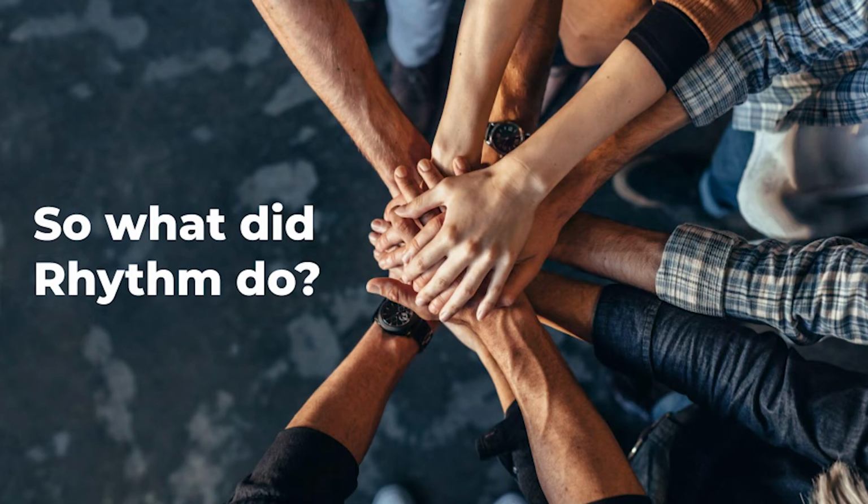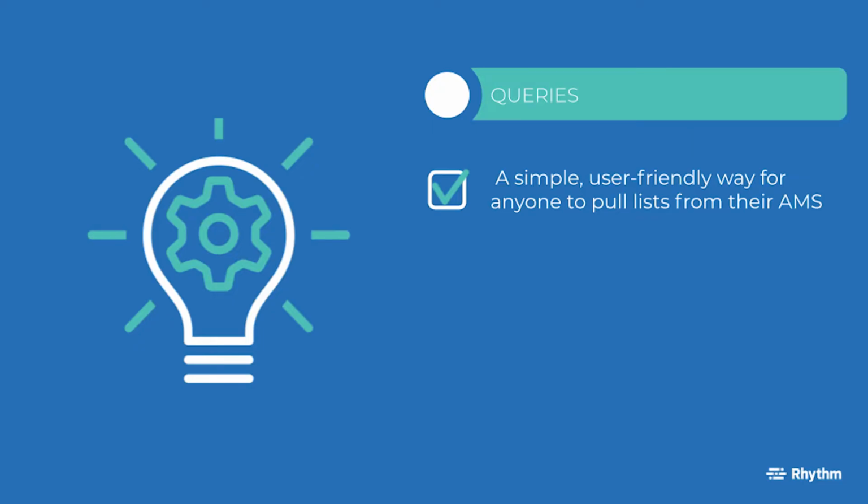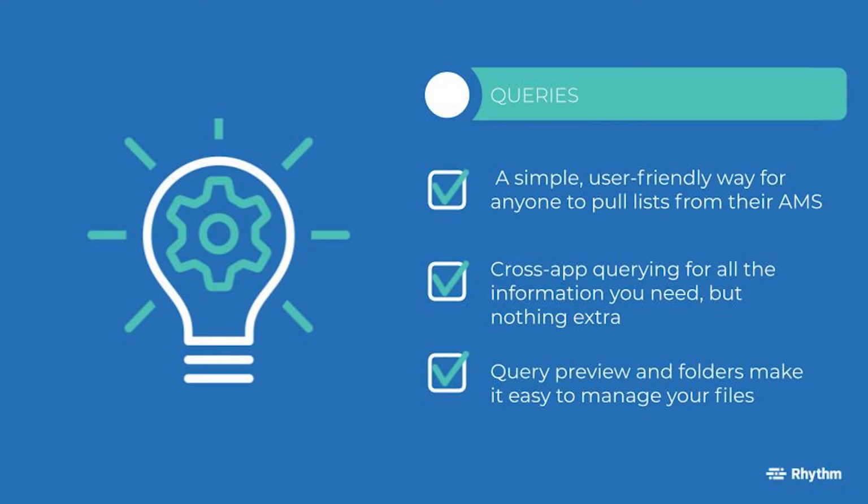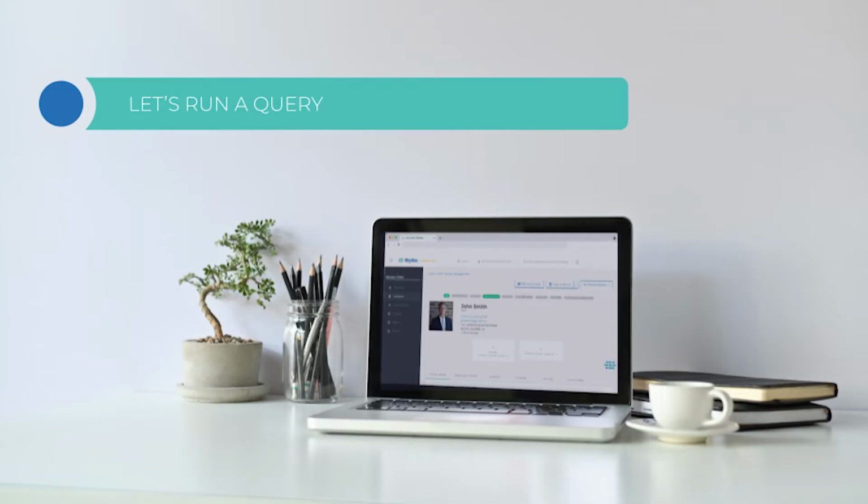So, what did we do? We built the Query Engine, a simple, user-friendly way for anyone to pull lists of custom data from their AMS. Cross-app querying lets association staff pick from multiple tables of data to create a list that includes all the information they need, but nothing extra. Special features like the query preview let users be sure they've selected the criteria they want before running the full query. Different types of folders and a drag and drop capability make it easy to manage, organize, and share information.